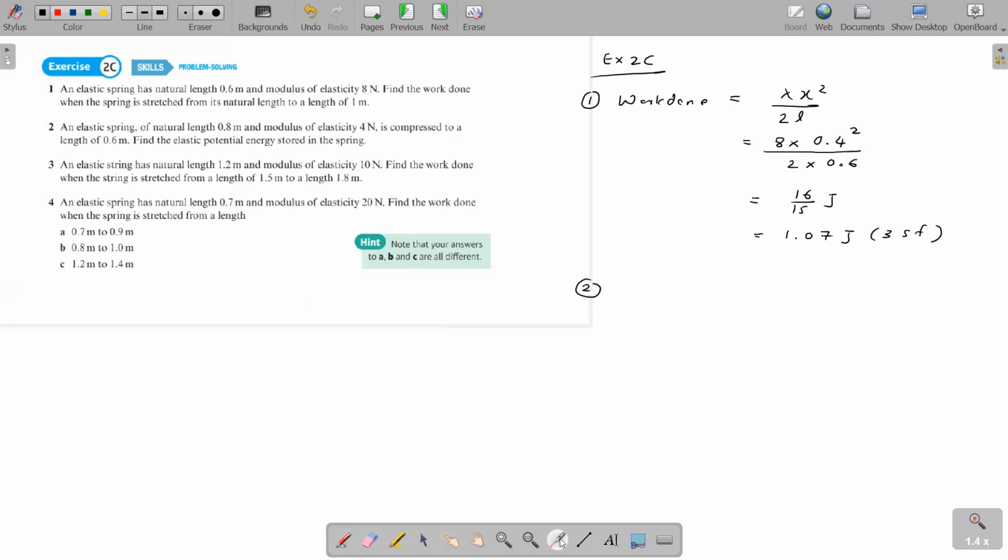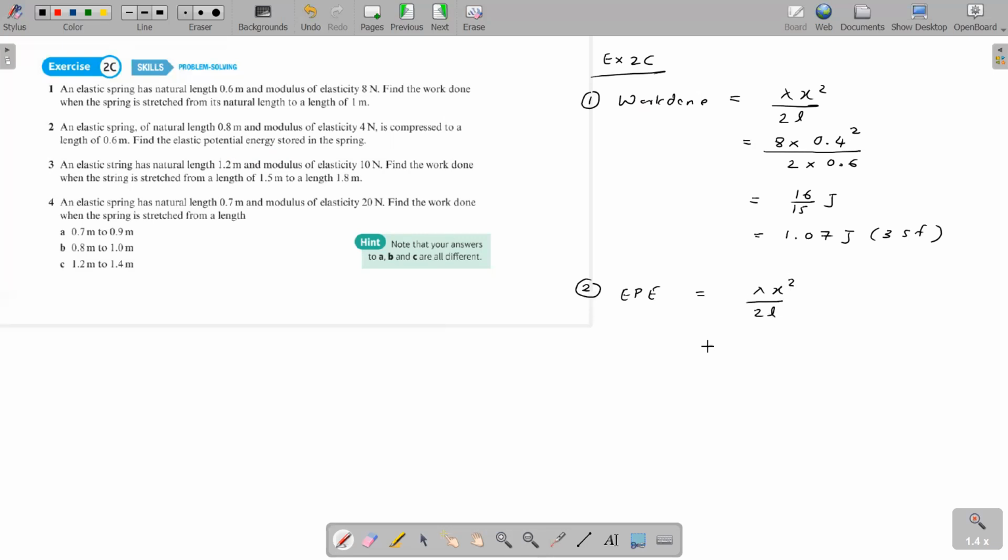An elastic spring of natural length 0.8 meter and modulus of elasticity 4 Newton is compressed to a length of 0.6. Find the elastic potential energy stored in the string. When they ask you to find the elastic potential energy, what do we know? Elastic potential energy is equal to the work done. Elastic potential energy stored in the string and the work done are exactly the same. So what do we say here? How much is the elastic potential energy or the work done?